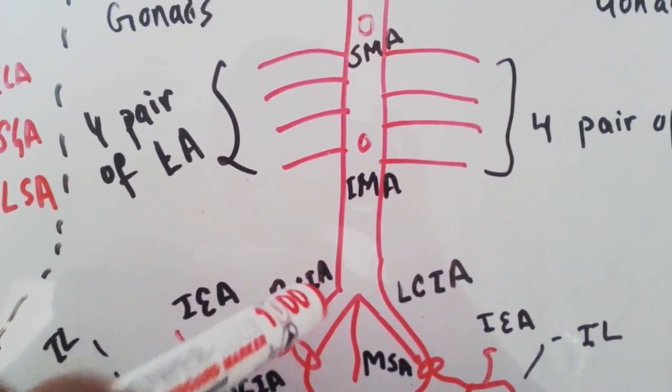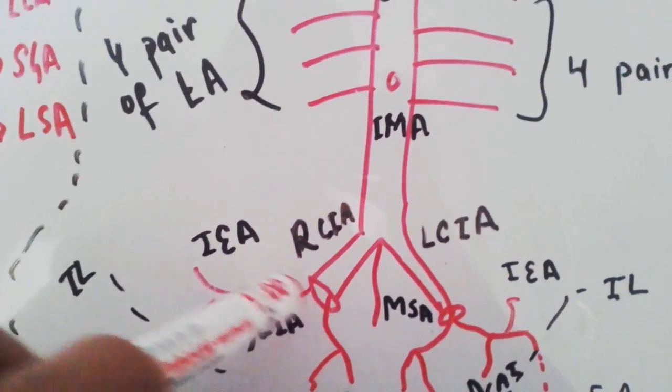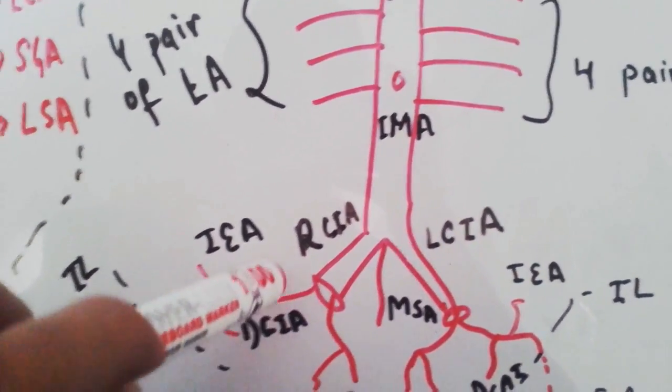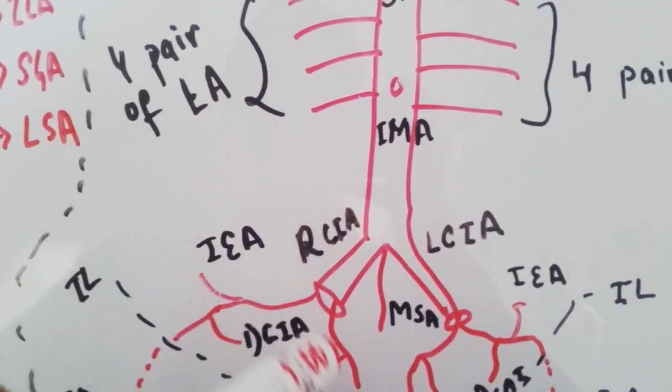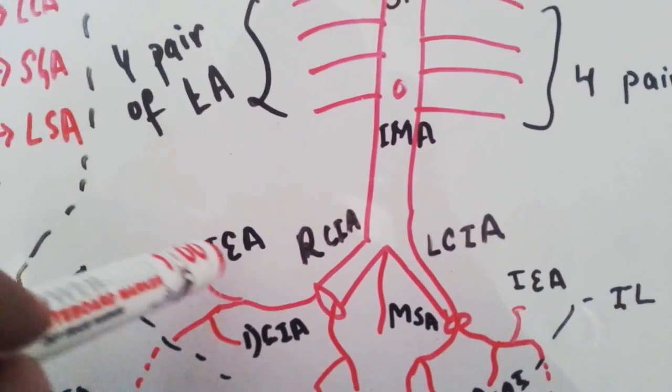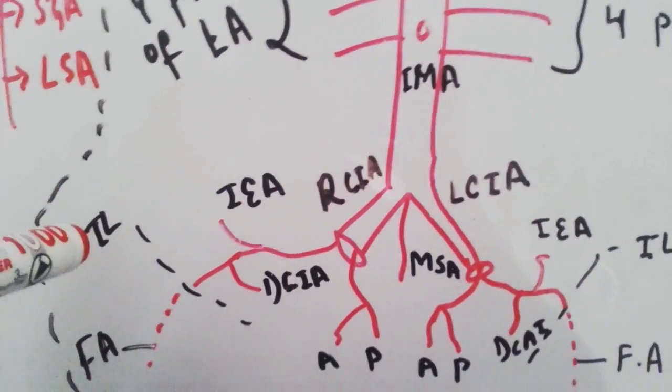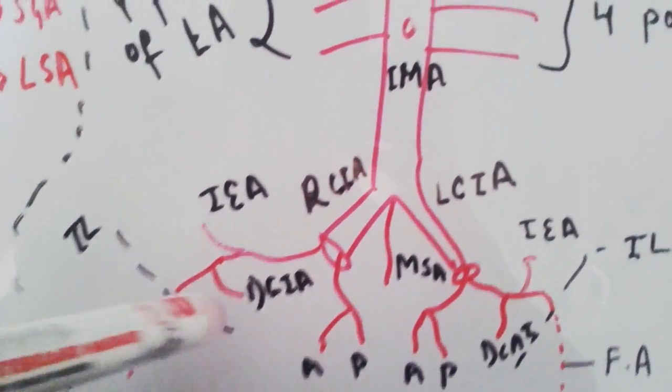The right common iliac artery has two divisions, the external iliac artery and the internal iliac artery. The external iliac artery has two branches, the inferior epigastric artery and the deep circumflex iliac artery. When it crosses the inguinal ligament, it becomes the femoral artery.